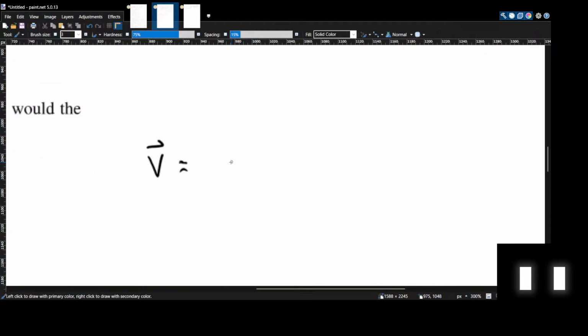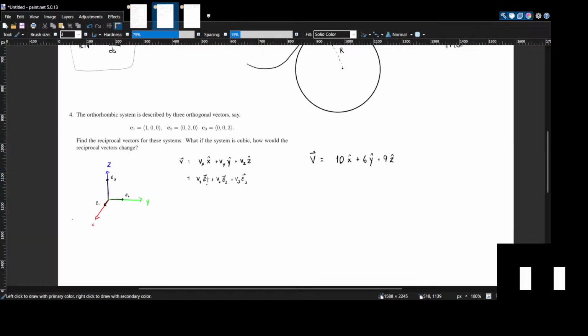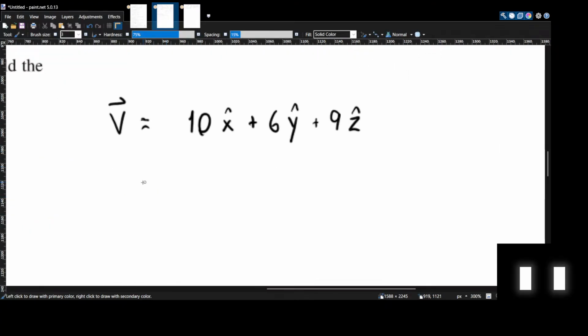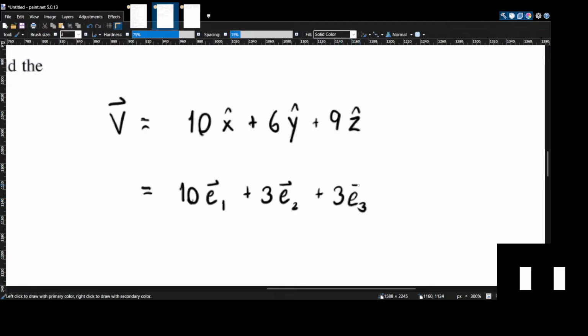Let's say we have a system that's 10 unit vectors in the x direction, 6 unit vectors in the y direction, and 9 in the z direction. If you express it in this orthorhombic system, we can change this to 10E1 plus 3E2 plus 3E3.